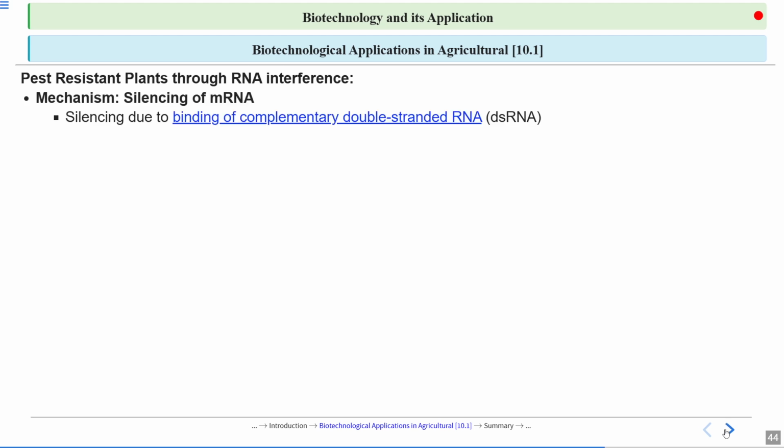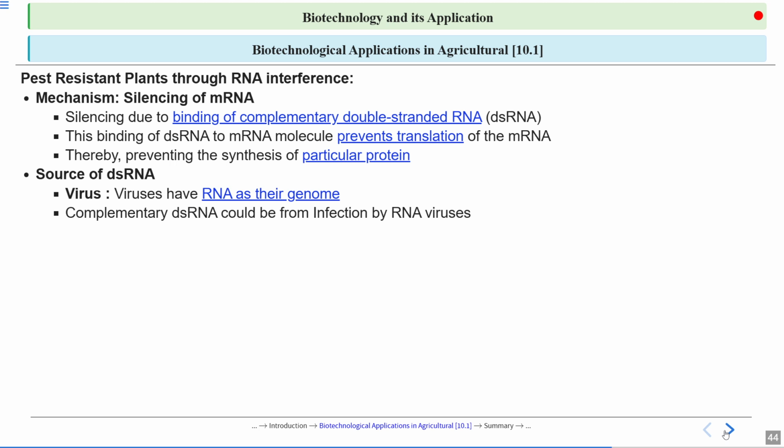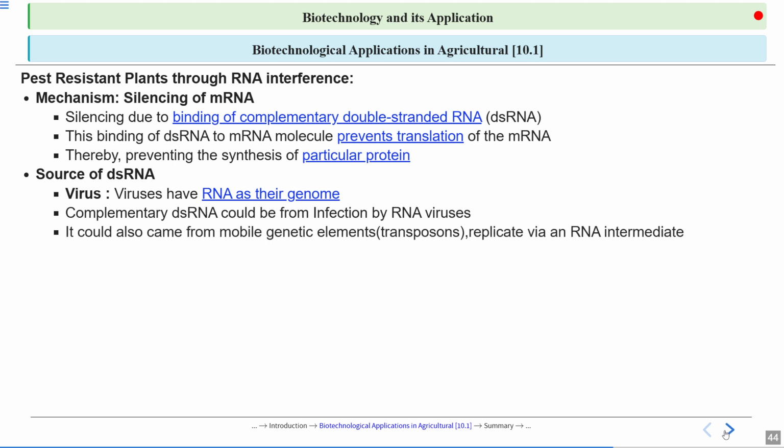And what is the mechanism of silencing of that mRNA? Silencing happens due to binding of complementary double-stranded RNA. This binding of double-stranded RNA to mRNA molecules prevents the translation of this mRNA, and thereby prevents the synthesis of a particular protein. Now, what is the source of double-stranded RNA? First, it could be taken from viruses. Viruses have RNA as their genome. Complementary double-stranded RNA from infection could be used. It could also come from mobile genetic elements called transposons, which replicate via an RNA intermediate.